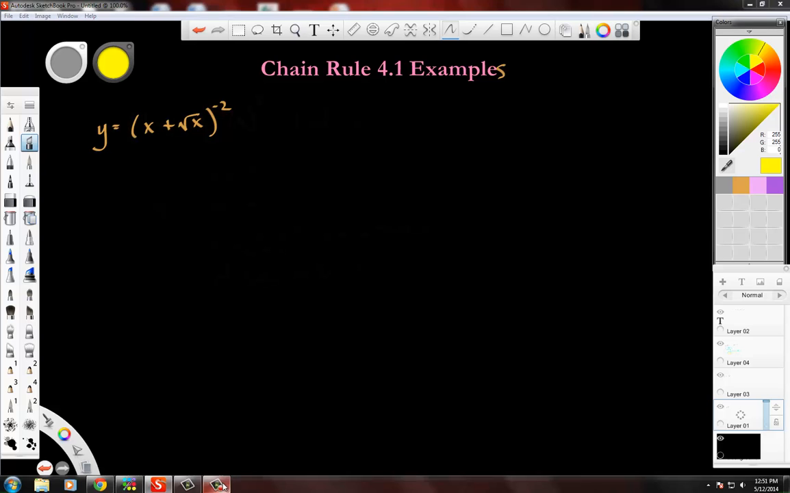Okay, so here's our next example. And this is a review problem. You should know how to do this. I'm going to pause this, you do it, and I'll be right back.